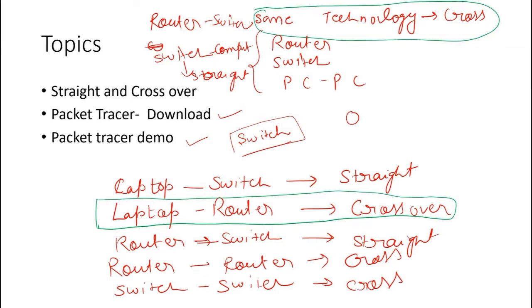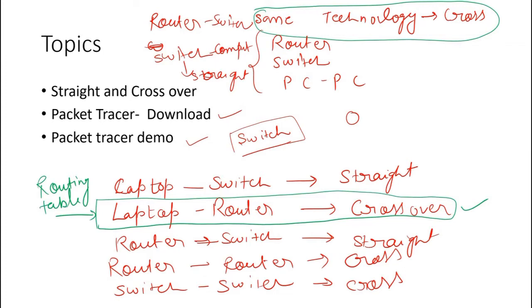Actually, laptop and router are the same technology. Even the laptop is having the routing table, and a laptop is able to do the routing. So that's why we say that the laptop and the router are the same technology, and that's why we use the crossover cable. Because a laptop having a MAC table and a router also having a MAC table. Exactly.